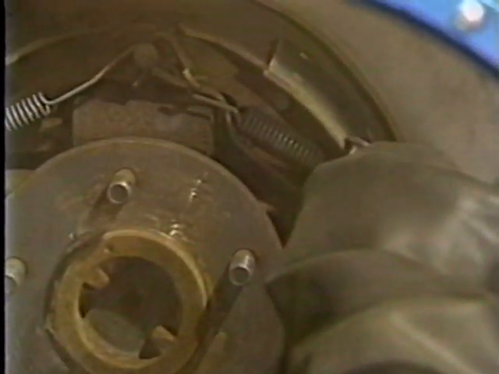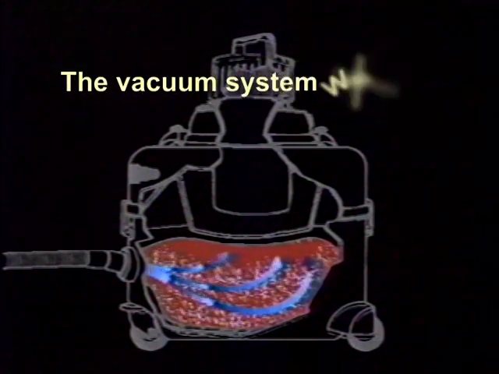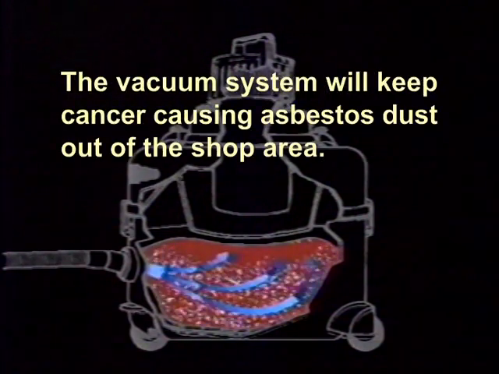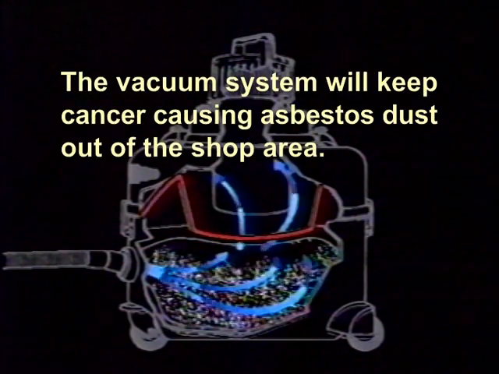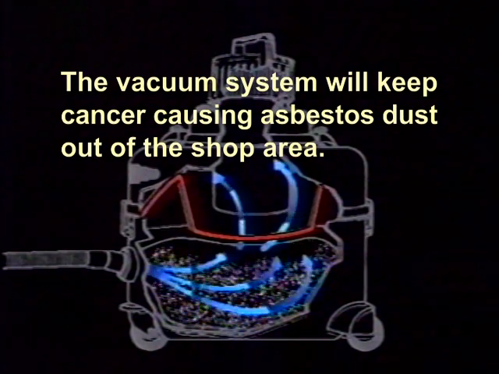Inject air into all rivet holes, onto the backing plate, wheel cylinder, and other areas holding this harmful dust. Taking the time to use a vacuum machine is a very wise investment of time. The vacuum system will keep cancer-causing asbestos dust out of the shop area.